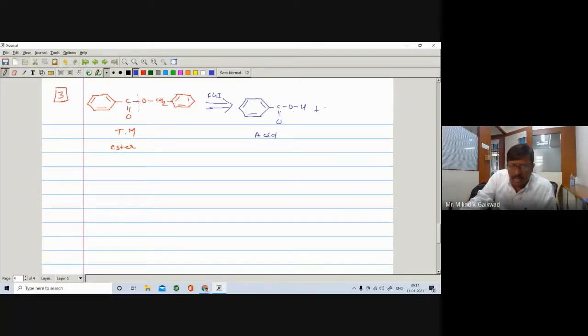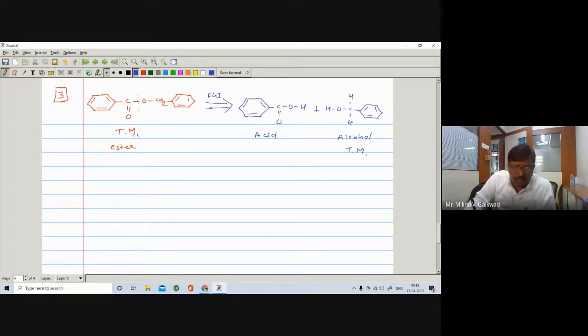And here is alcohol, H, O, here is a C, here is a H, here is a H, and here is your benzene nucleus, pi bond, pi bond, pi bond, and here is the alcohol. So when we carry out FGI, this TM ester will convert into the corresponding alcohol, and this alcohol you have to prepare.